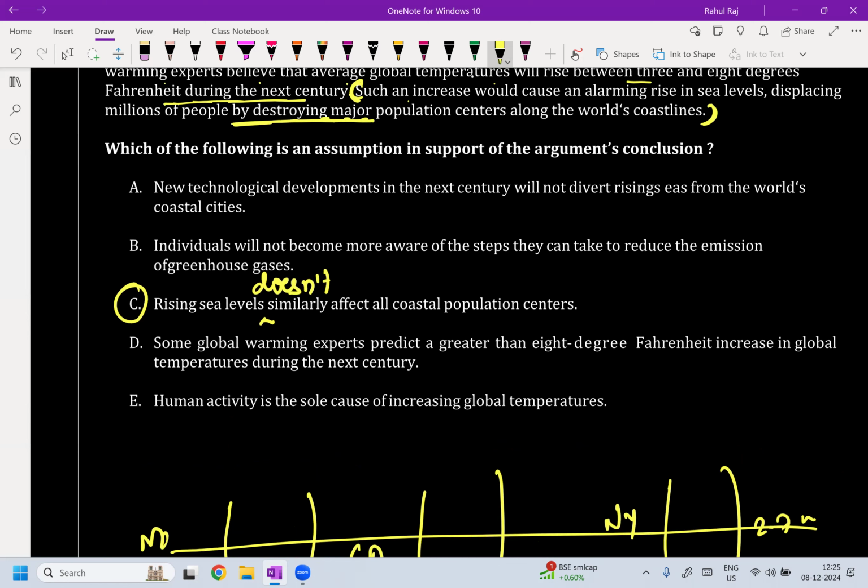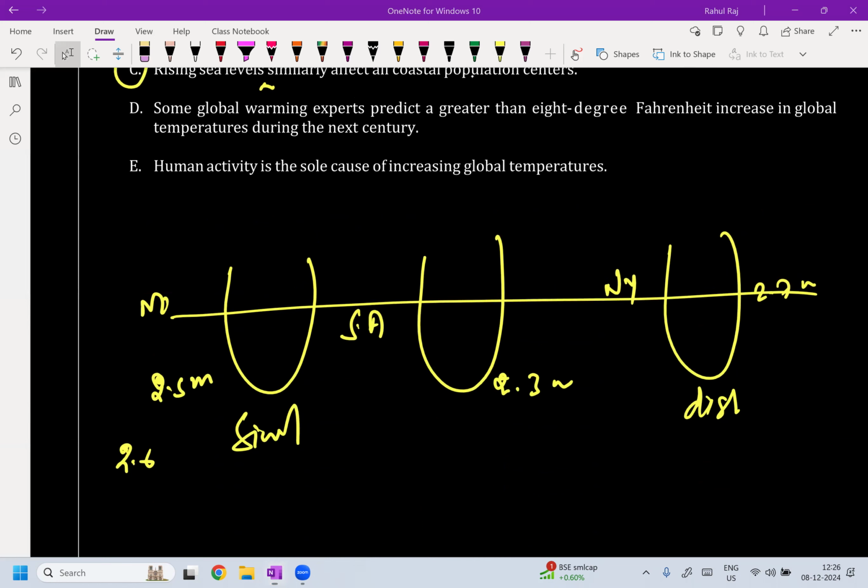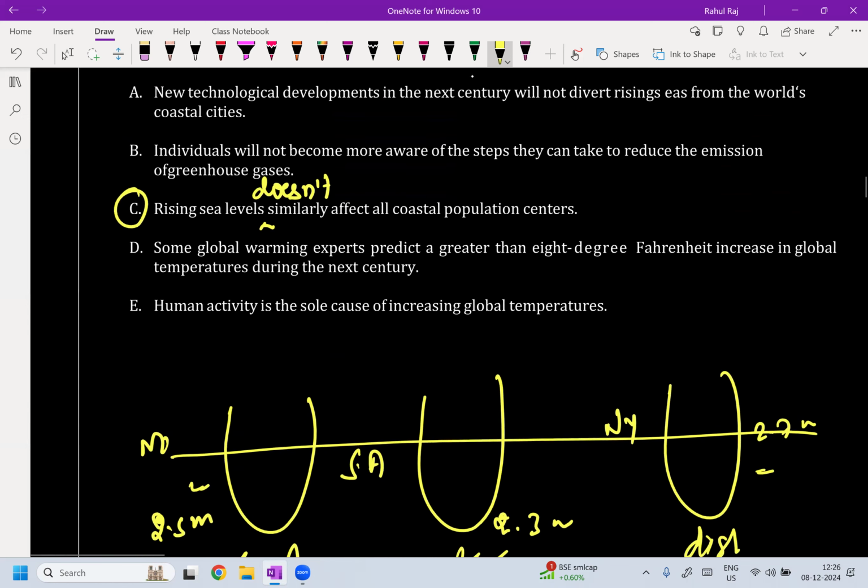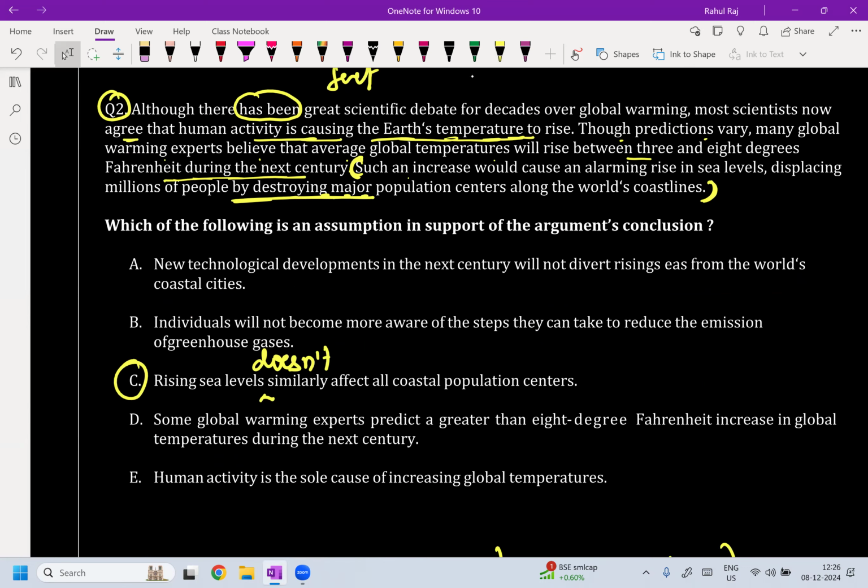Your job is to negate the answer choices and see if it is weakening your conclusion, yes or no. So option C says rising sea level does not similarly affect all the coastal population centers. Let it similarly affect or let it not similarly affect, it does not matter at all, but still people are being displaced, yes or no. If the sea level has risen to, let's say, 2.5 meters, South Africa is completely gone. A little part of Mumbai is gone. Maybe not New York, the coastline may be gone. Whatever, whether it is similarly affecting or dissimilarly affecting, it is still affecting, right? People will still be displaced. So when I negate this, my conclusion is not being weakened. So this is not the right answer.